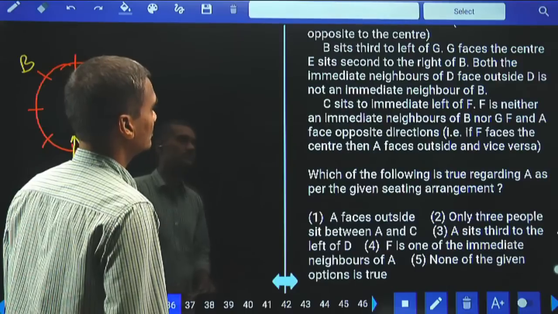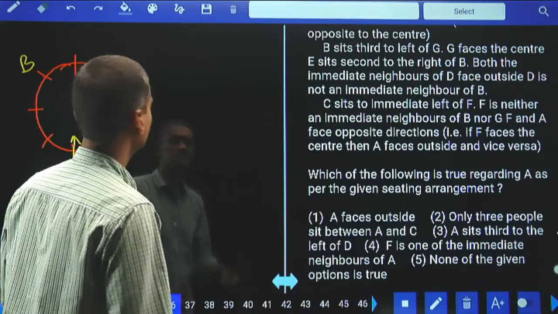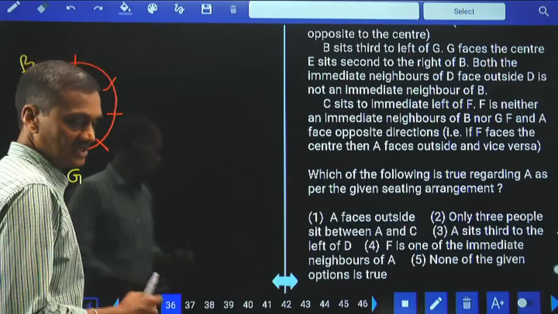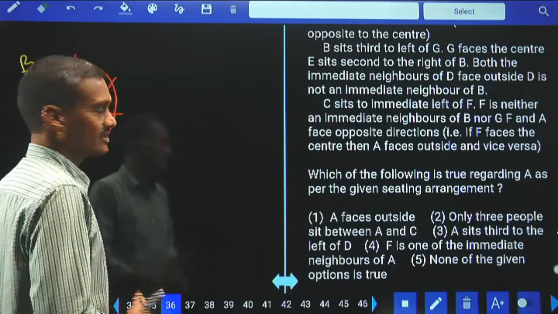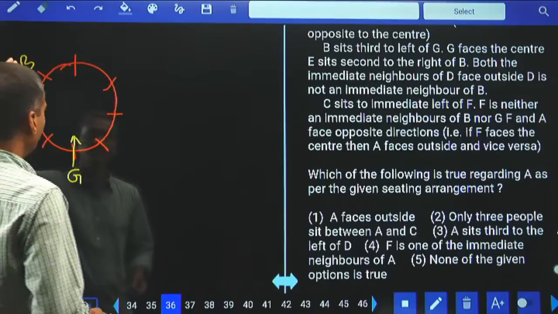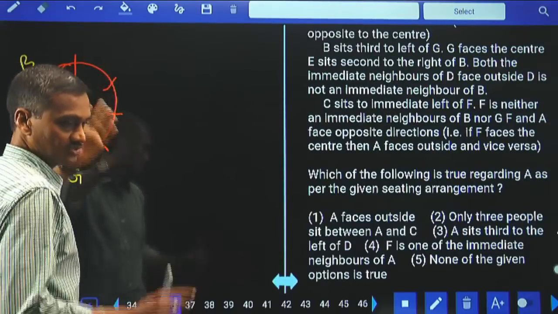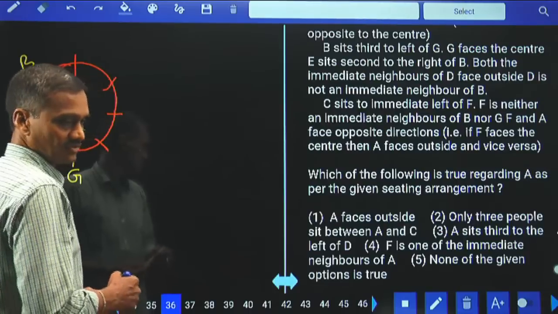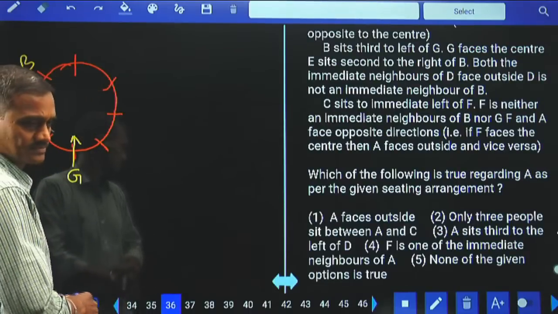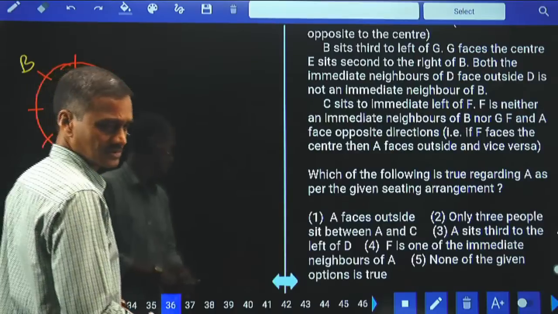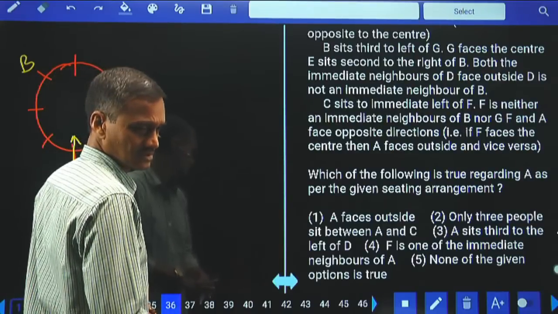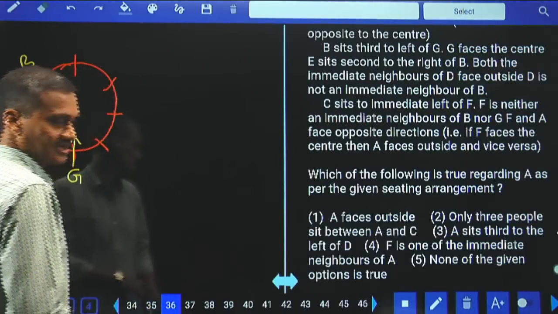Then B sits third to the left of G, G faces the center, E sits second to the right of B. As E sits second to the right of B, we need to identify: if B is facing the center, E will be here. Away from the center, E will be here. How many cases do we have? 2 cases, isn't it? What are those 2 cases here? Yes, Kiran? A little bit slow?